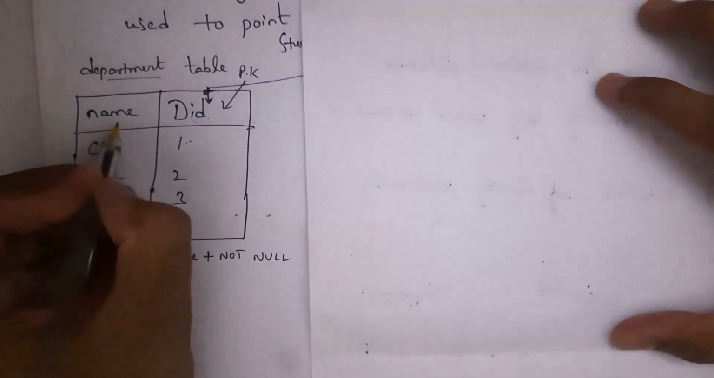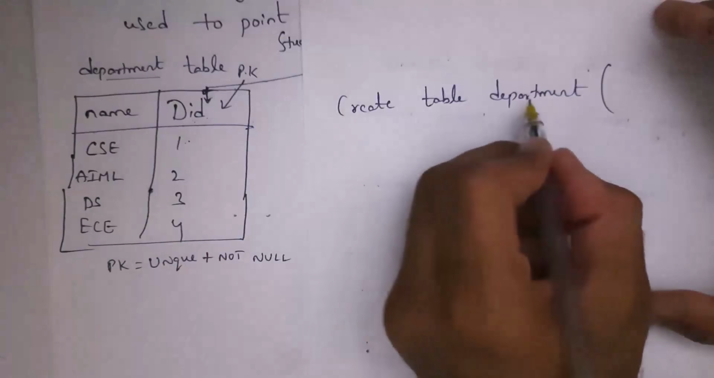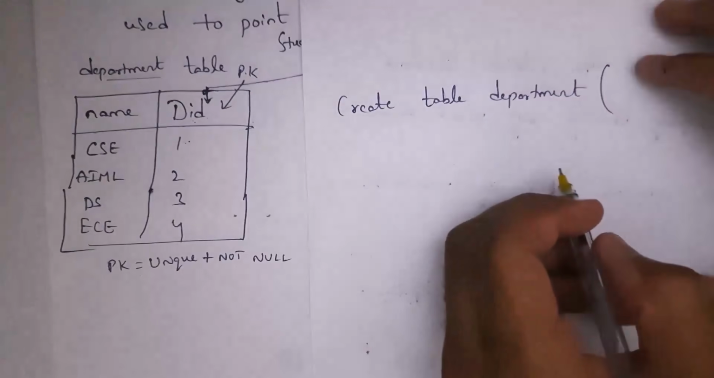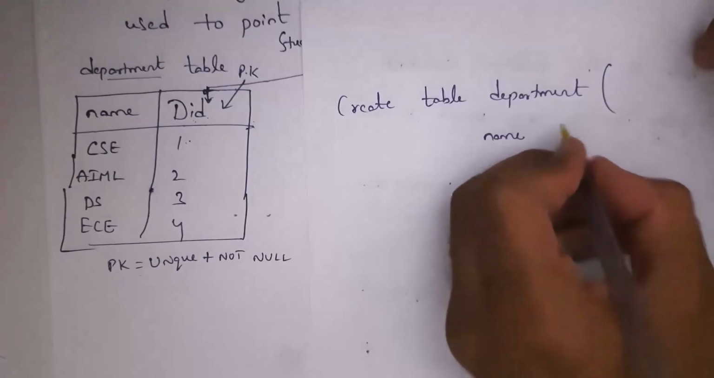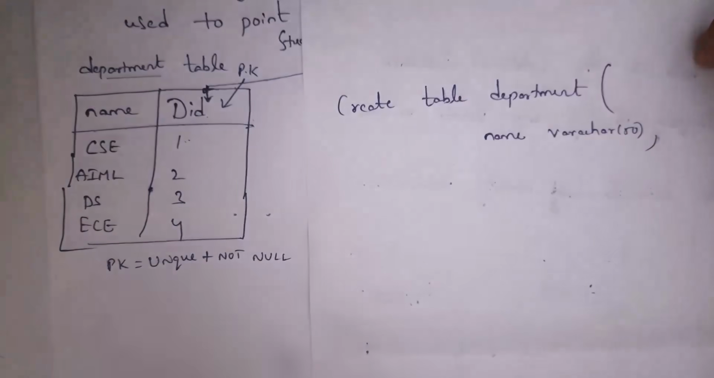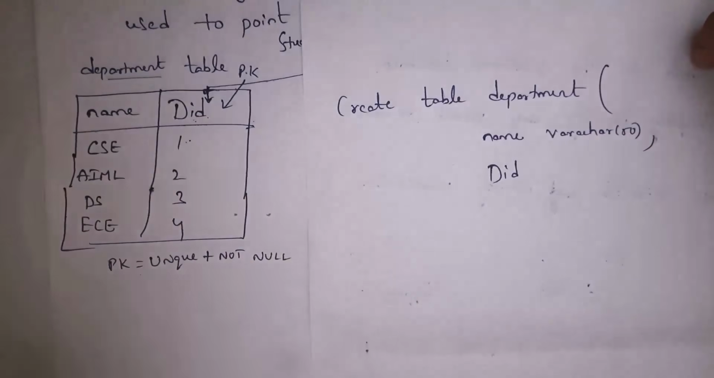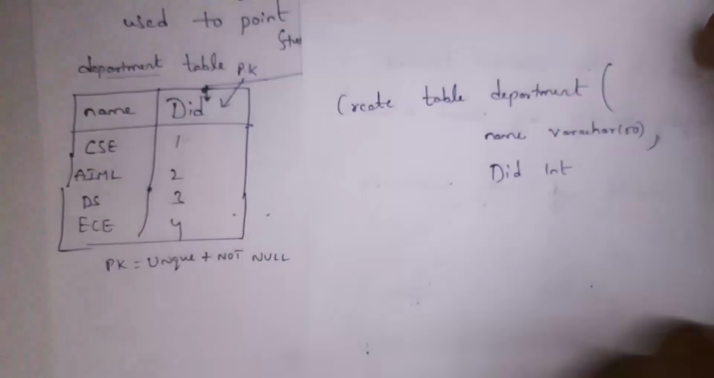At first I will create the department table with 2 columns, name and DID. So at first I create table and the table name, that is department, open bracket. I want to give 2 columns. One column is name with data type varchar 50, comma, next column is DID. In this DID column I want to enter numbers like 1, 2, 3, 4, so I will give data type int, and I want to set a primary key for this DID column.